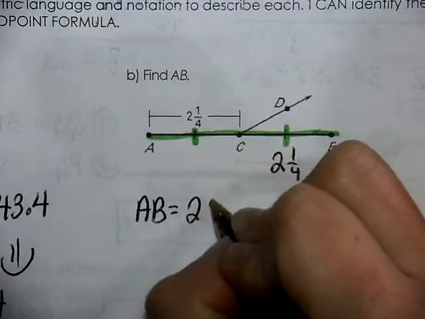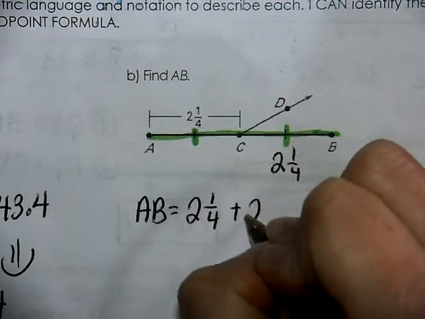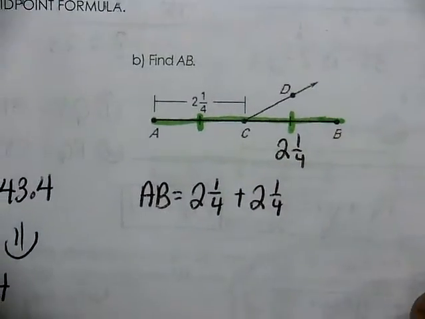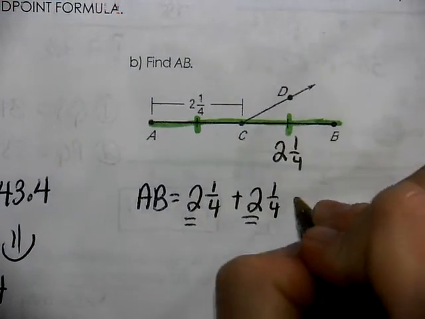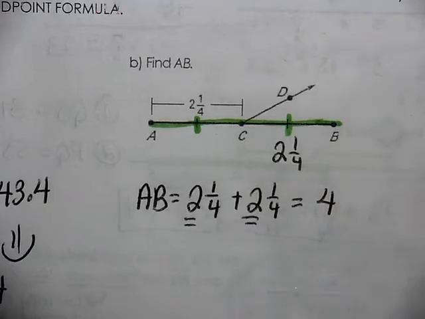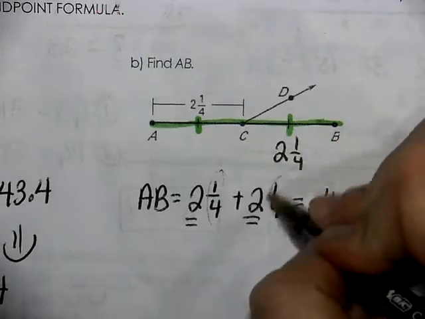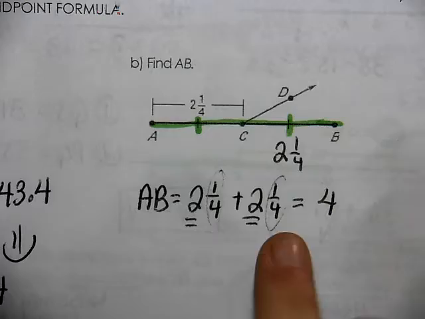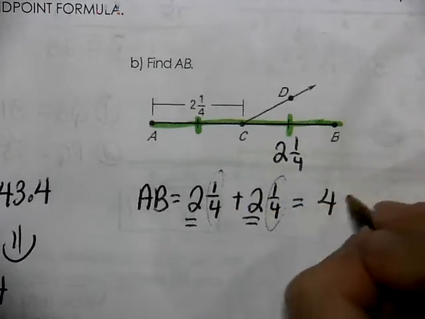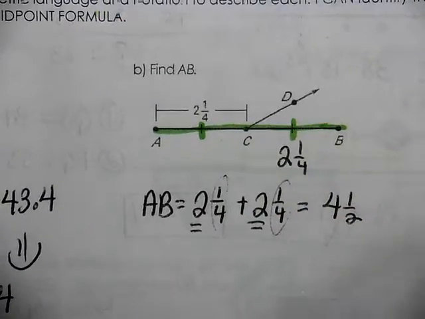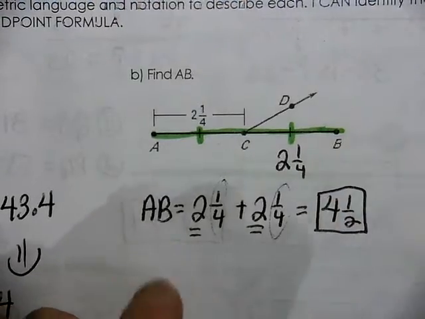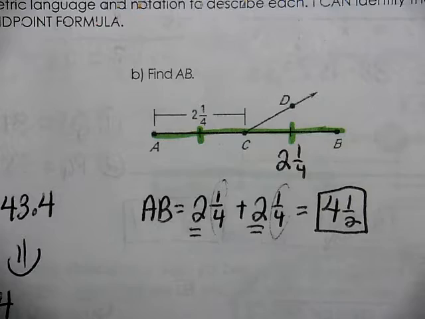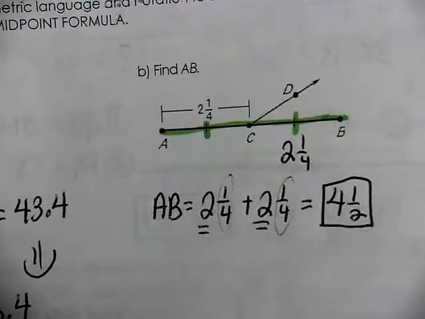I'm going to add 2 1/4 plus 2 1/4. Whenever you add numbers like these, I would recommend that you add the whole numbers together first. That's going to equal the number 4. And then add the fractions. 1/4 and 1/4 is 1/2. There we go. And so therefore, AB is equal to 4 1/2. Cool. Pretty easy so far, I hope.